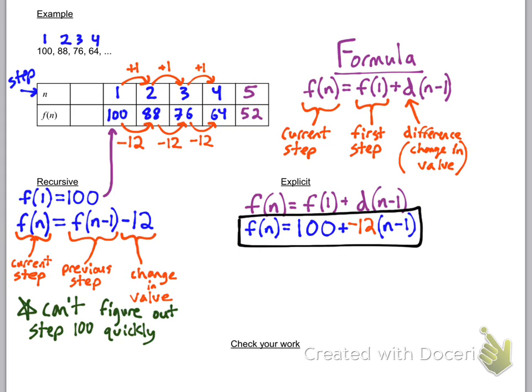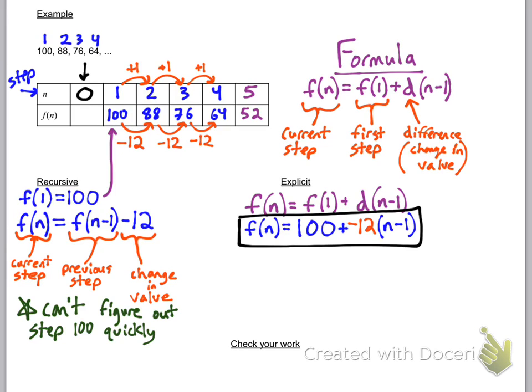This right here is the formula for the nth step. So if I want to figure out step 100 very quickly, I could plug in 100 there. It would be f of 100 equals 100 plus negative 12 times 99, because n minus 1, 100 minus 1, is 99. Well, that's one way to figure out the formula, just using this formula here. The other way to figure out the explicit rule or the explicit formula is to find the zeroth term, the zero step. So you guys see right up here, I left that blank because I want to fill in the zero step here. And you just kind of have to work backwards.